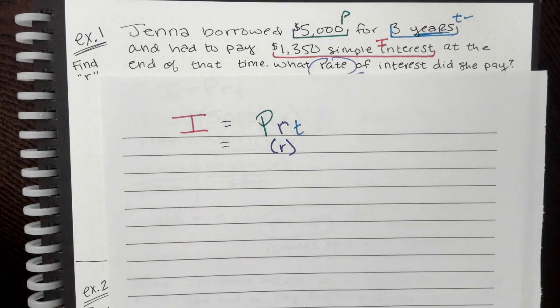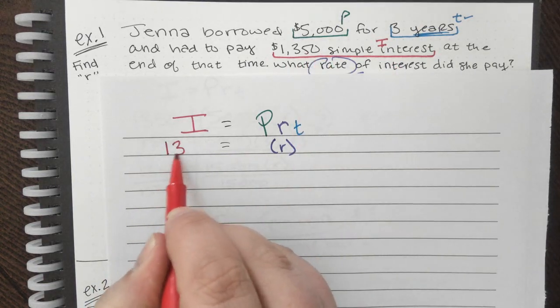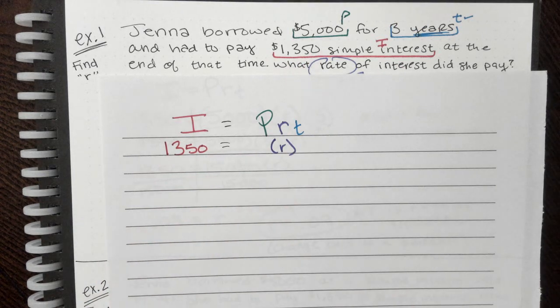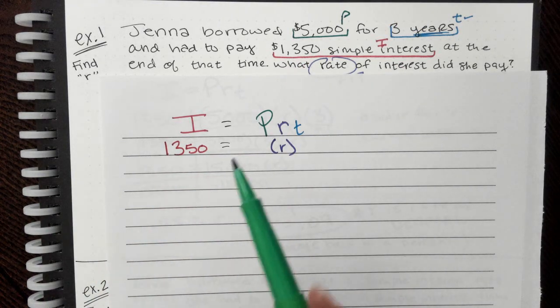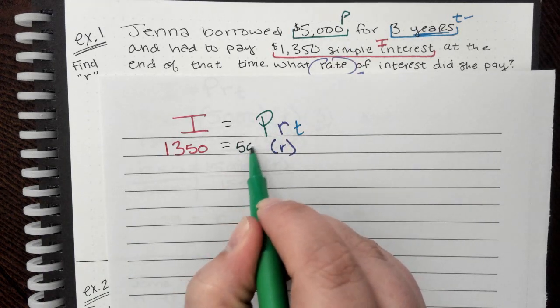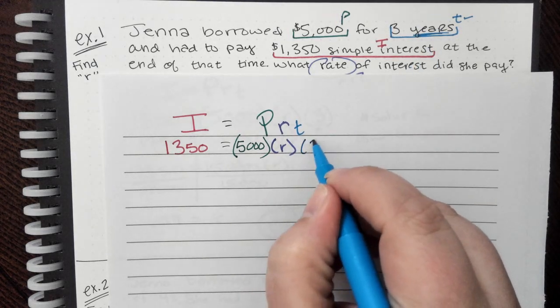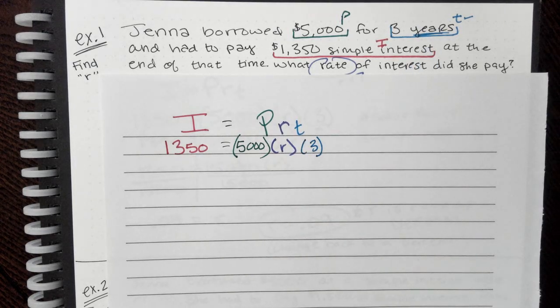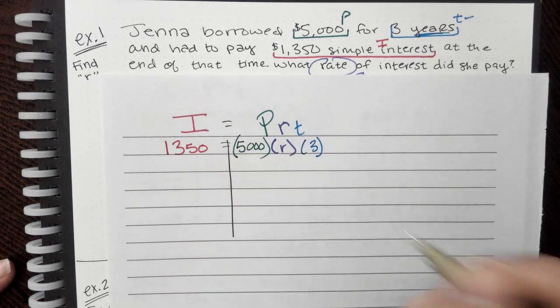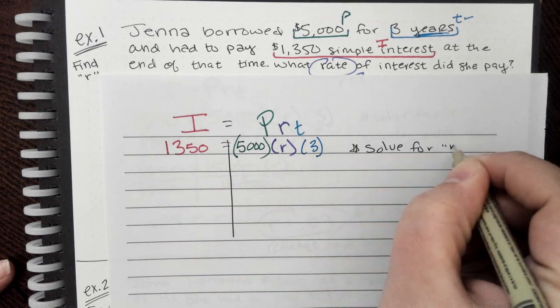We do know that the amount of interest is 1,350. So instead of I can write 1,350. We know that the principal, or the original amount in the account, was 5,000. So instead of P, I'll write 5,000. And the time that that money sits in the account was 3 years. So instead of T, I'm writing 3. Now this is just an equation that we can solve, and we can solve it for R. So our goal here is to solve for R.